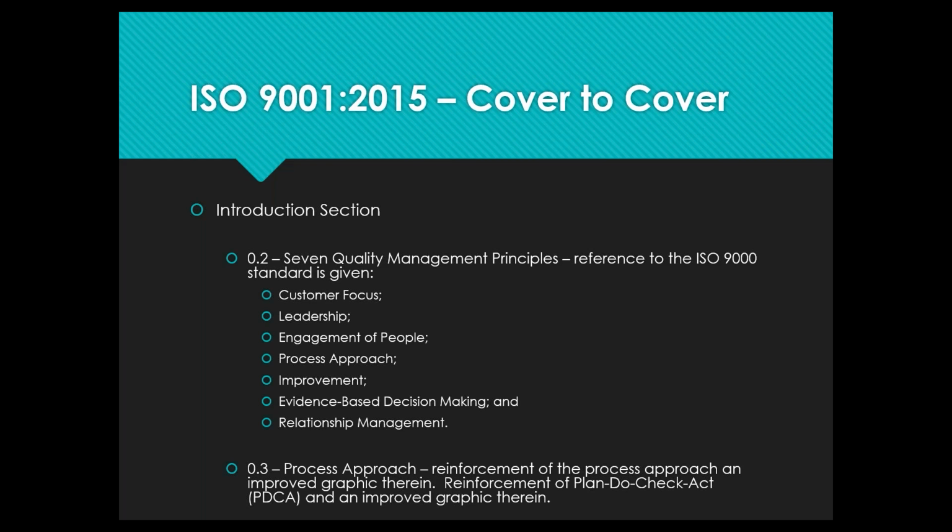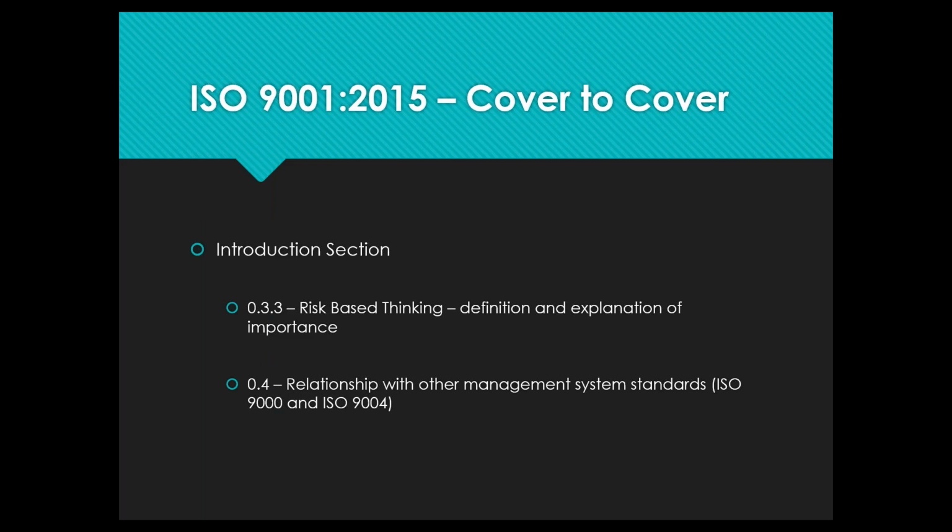In section 0.2, we learn a bit more about the intent with the process approach and the Plan, Do, Check, Act cycle. There is actually a graphic that appears that kind of gives you a tie-in between the clause numbers and the PDCA cycle. 0.3 talks about risk-based thinking. Again, it provides a definition and a more in-depth explanation of the importance of that concept.